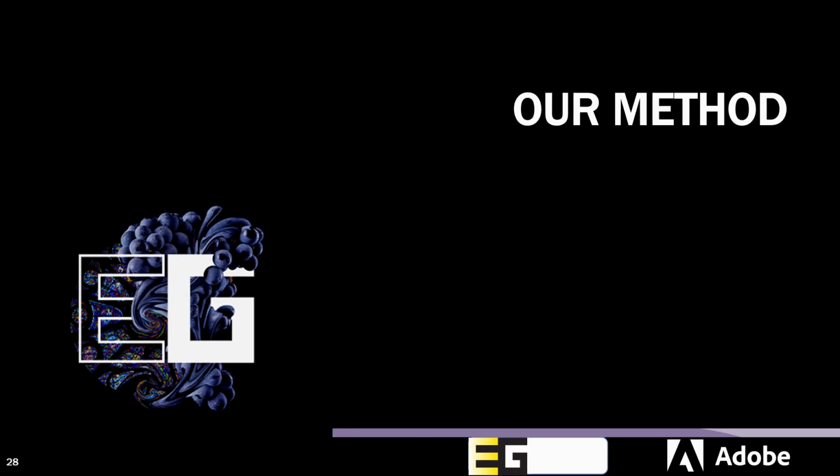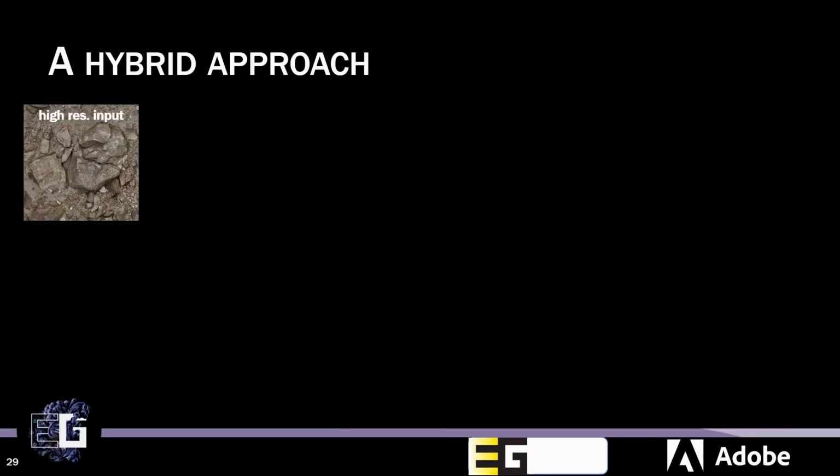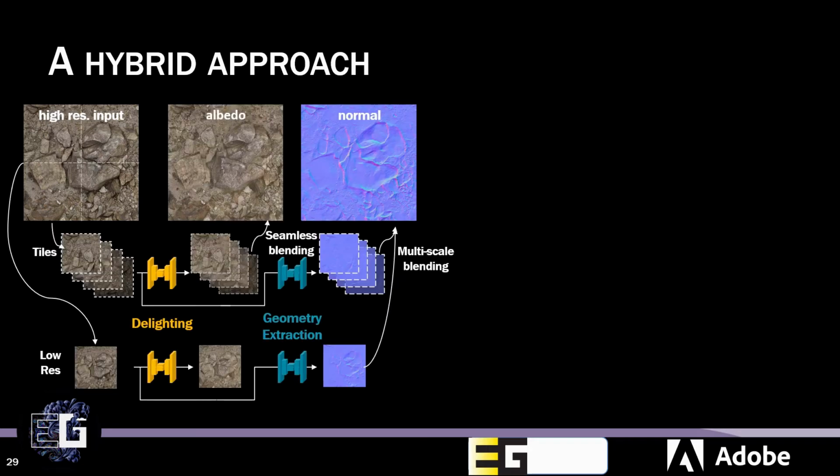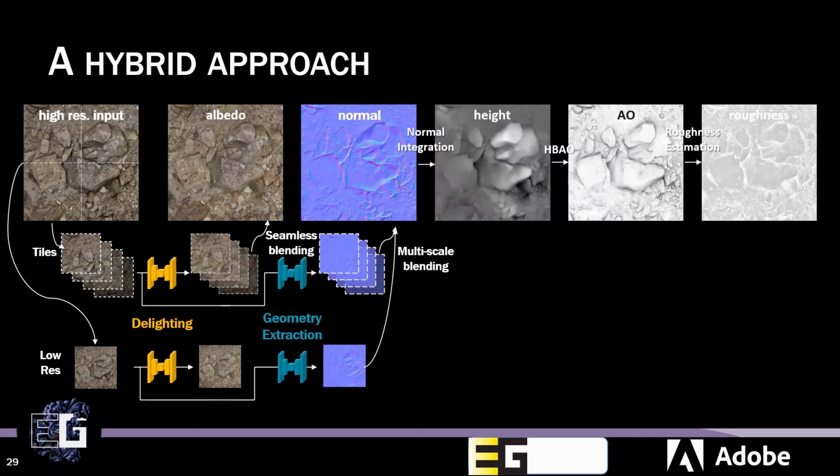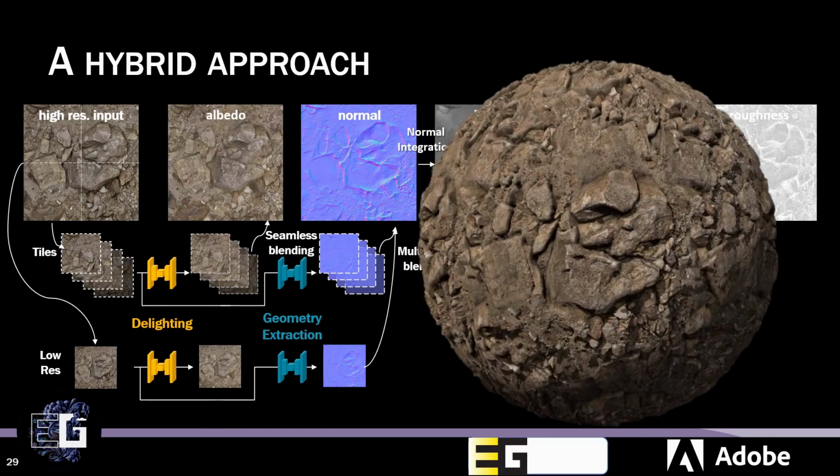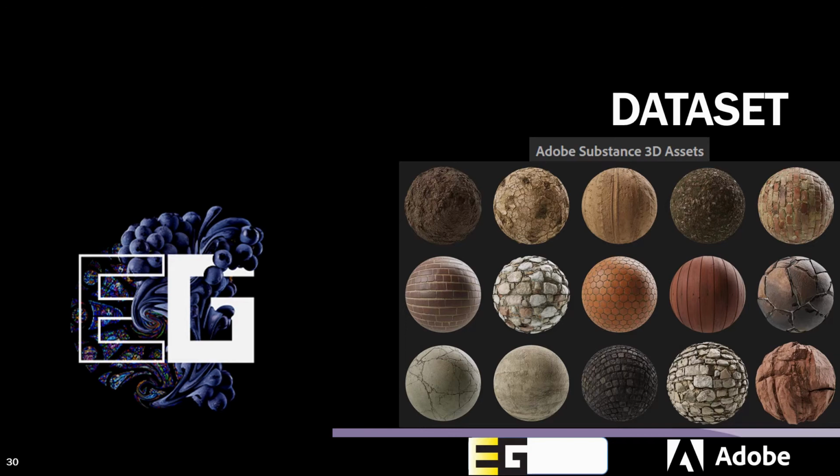Let's now describe our method. We propose a hybrid approach where a cascaded neural network is trained at delighting and recovering the geometry, so that the network capacity is fully used for the most ambiguous task, while the other channels of the SVBRDF are computed by handcrafted algorithms to finally produce a high-resolution material. For the need of our neural network, we have built a synthetic dataset made of outdoor procedural materials from the Adobe Substance 3D Assets library.